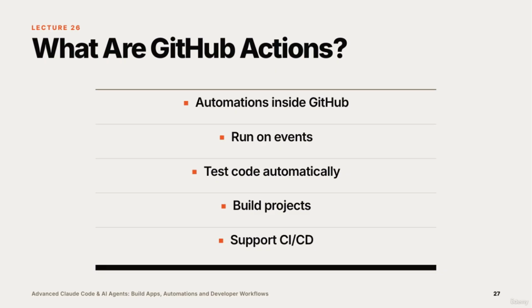Once triggered, these actions can automatically test your code to catch issues early, build your projects without manual intervention, and support continuous integration and continuous deployment processes. This means you can automate much of your development pipeline, making it faster and more reliable. With GitHub Actions, you're not just automating simple tasks. You can create sophisticated workflows that enhance productivity and ensure code quality throughout your development cycle.